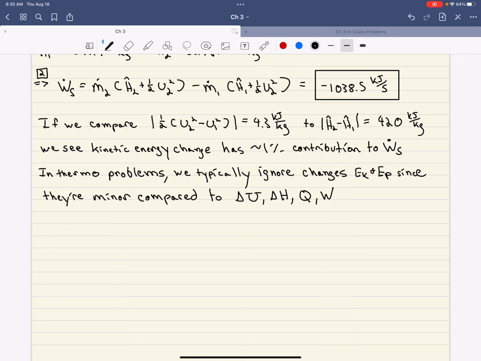Okay? So this is in thermodynamics. We're typically going to make that assumption. That's the opposite of what you do in transport, where a lot of times you do care about the velocity or the change in potential energy. But in thermo, this is a typical assumption we're going to make.